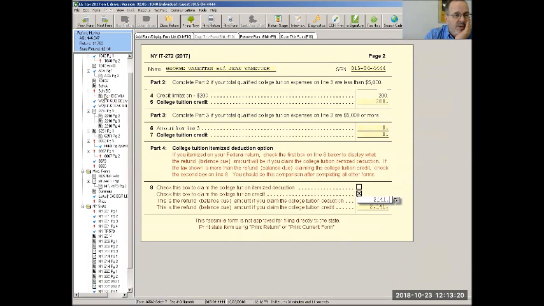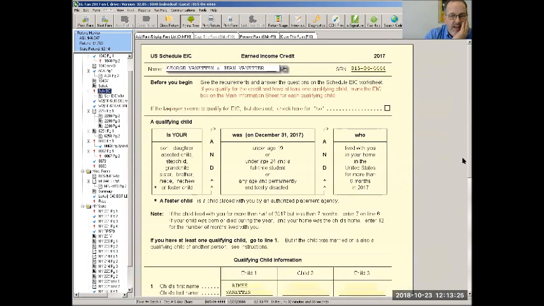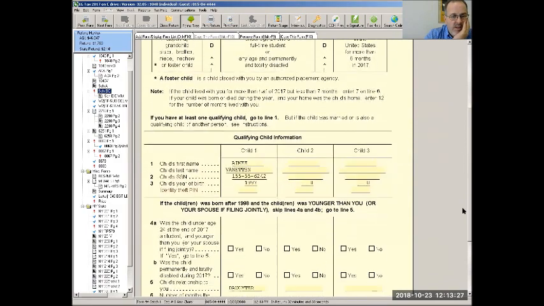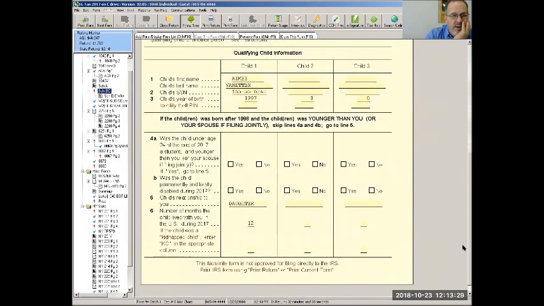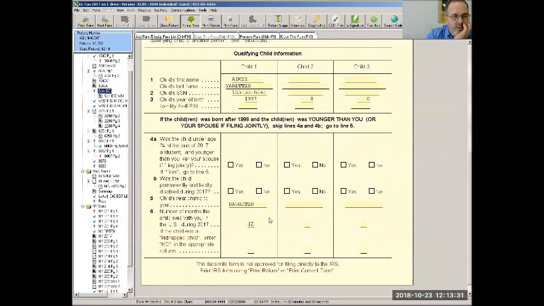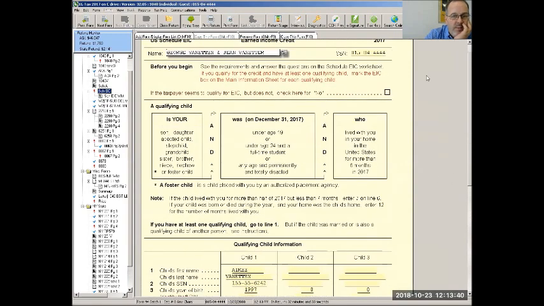Now, let's clean up just a few other things on the left. So let's go back up. See where it says schedule EIC? Okay, so let's go to that. Do we have anything in red on there? Yep. Is it question 4A, at the very beginning, up at the top? So we're not going to worry about that one.